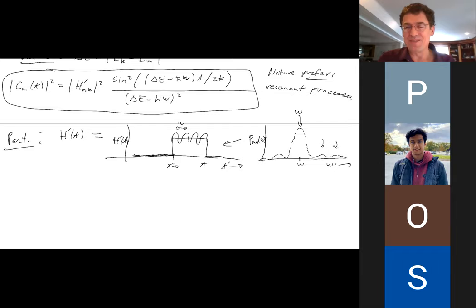So if you look at it from the perspective of the individual photons, then it has to transition by that amount. But we don't always have photons of the same frequency or the same energy. Your pulse is composed of photons of all frequencies, with a dominant frequency, the resonant frequency. Nature prefers the resonant processes because they dominate. You can see them dominating in the Fourier transform.